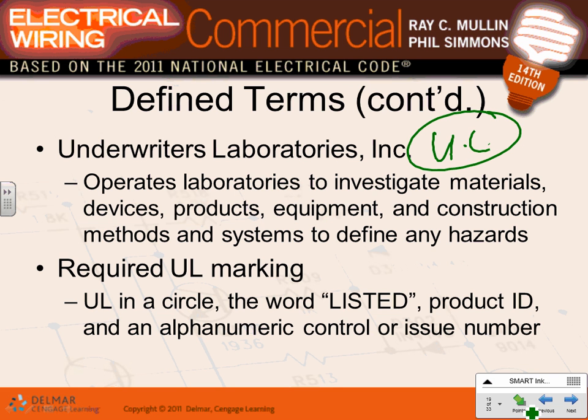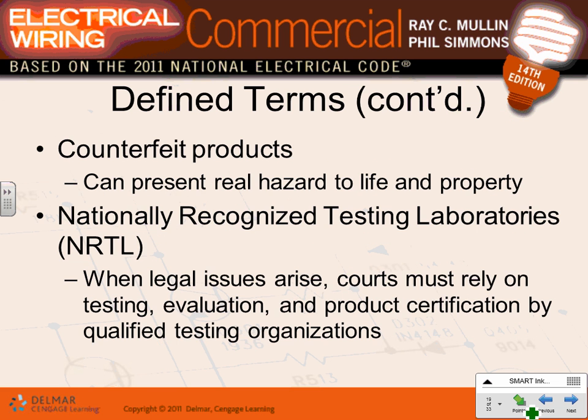Okay, so you have to have a listing. They give you a label, a UL label, and they put you in a list that you can basically request to verify that what you're buying is what you're getting. What you're paying for is what you're getting. Counterfeit is a big deal, guys. We talk a lot about manufacturers.